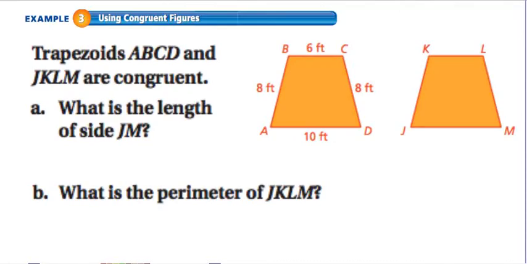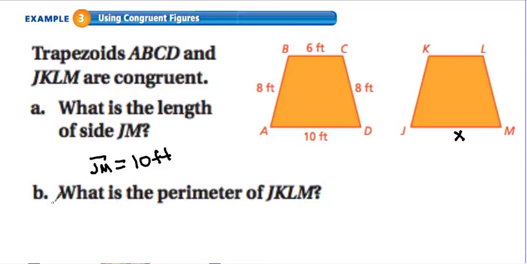Okay, let's talk about how we're going to actually use these congruent figures. It tells us that trapezoids A, B, C, D, and J, K, L, M are congruent. They want us to find the length of JM. So this is our missing length right here. Well, if you know that these two figures are congruent, if this side is 10, then the length of segment JM must also be 10 feet because they're congruent, they're equal to each other.